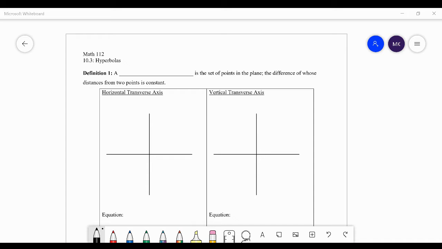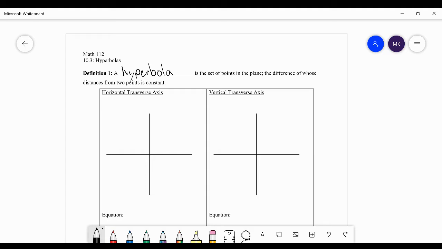So we've talked about parabolas and ellipses, and a hyperbola is, in a way, kind of dual parabolas. And so let's give a nice definition. So very simply, a hyperbola is the set of all points in the plane, the difference of whose distances from 2 points is constant.